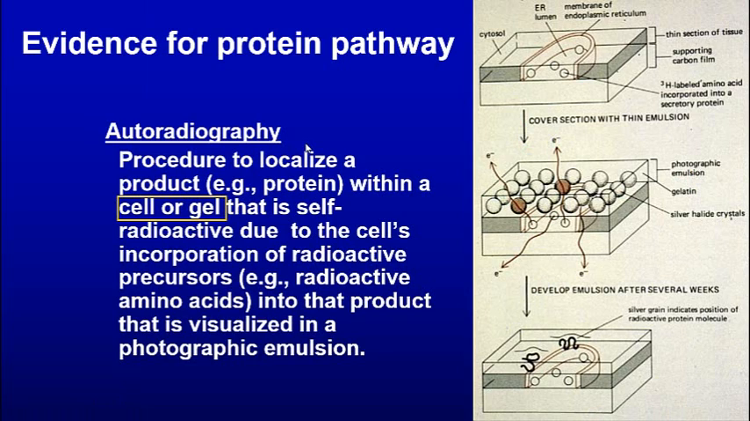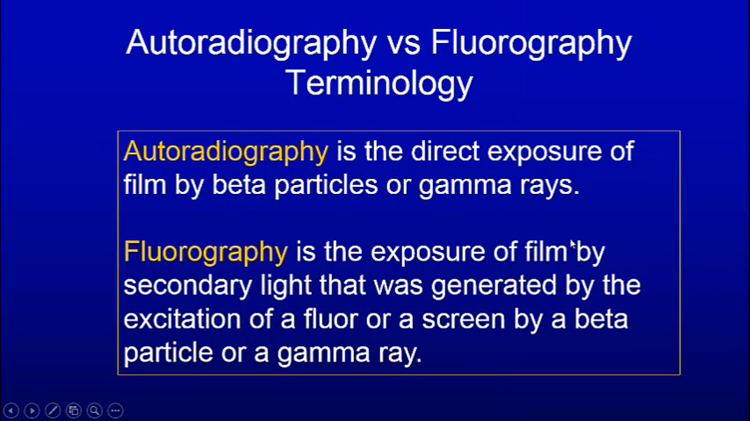Autoradiography procedures localize the proteins within a gel or a cell by the fact that it is self-radioactive. So if the cell is radioactive, like this is a rough ER, then you put a photographic emulsion on top of that, and wherever the electrons are coming through, they will expose the film, and that's how you're able to do it.